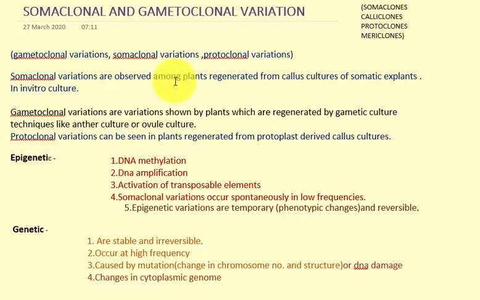Right? Then the somaclonal variations are observed among plants regenerated from callus cultures of somatic explants in in vitro culture. Then the gametoclonal variations are variations shown by plants which are regenerated by gametic culture techniques like anther culture or ovule culture. We'll discuss anther culture in the next class. The next is the protoclonal variation, which can be seen in plants regenerated from protoplast derived callus cultures.